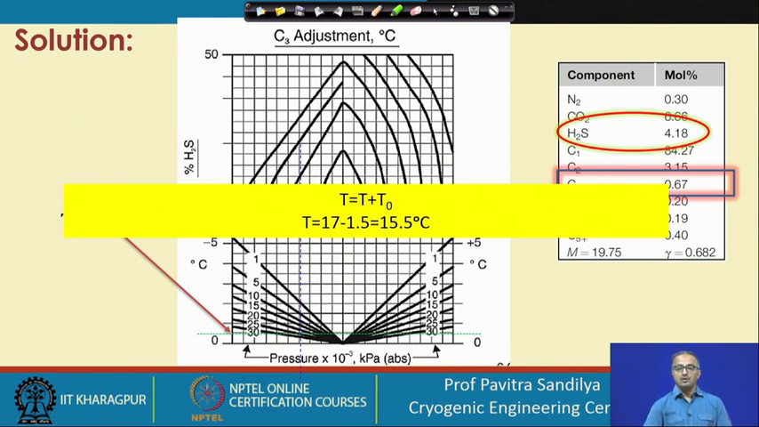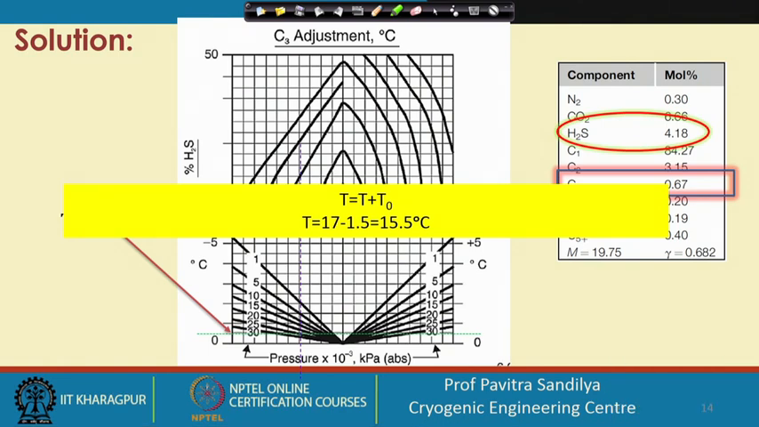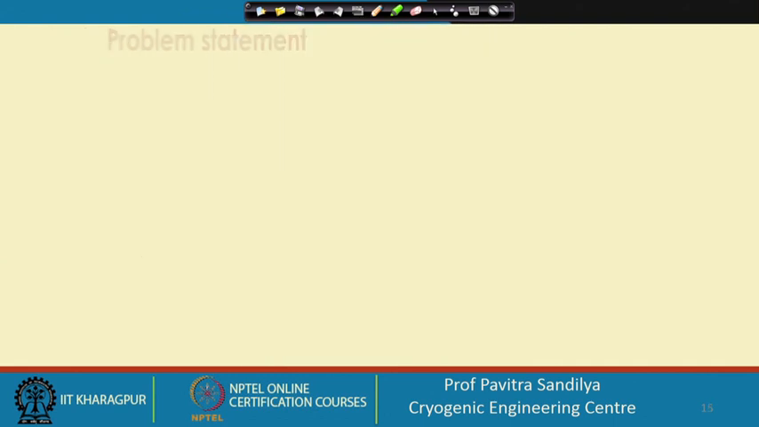So that is how we are able to adjust for the presence of the C3 component and the H2S for the hydrate formation temperature. Now what we find is that the presence of these impurities decreases the formation temperature of the gas hydrate. Next we shall take up another problem.